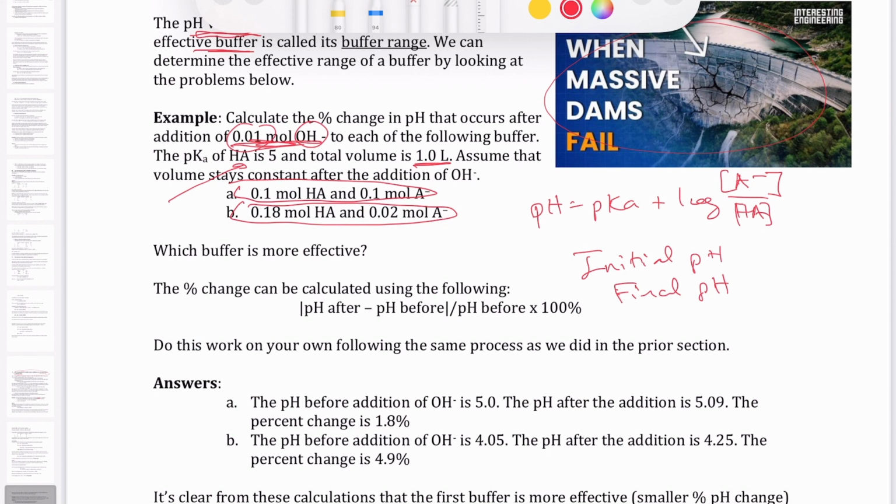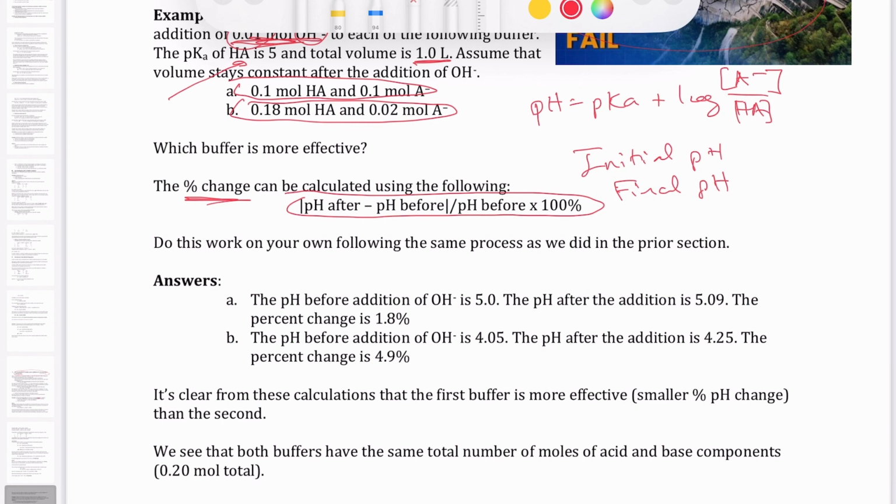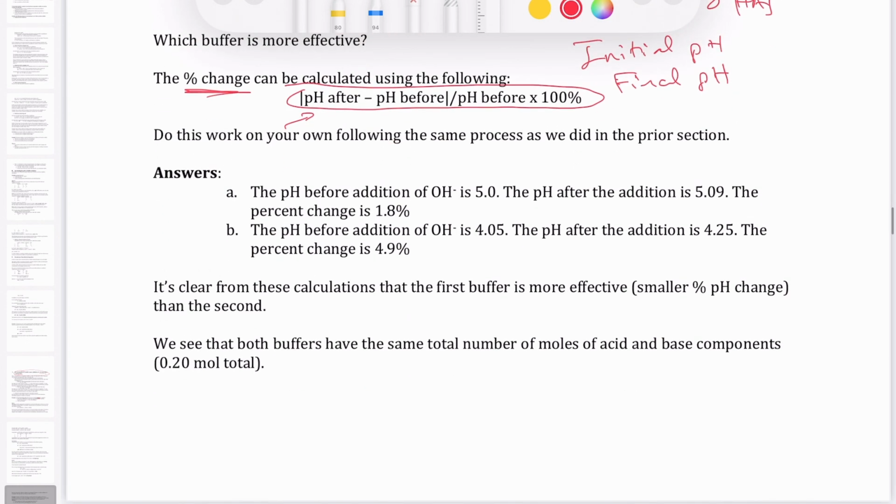And then what you want to do is this calculation called percent change. So we just want to see how big of a change has happened as a result of the addition of the hydroxide. And that's just to take the final pH minus the initial pH divided by the initial pH times 100%. So that equation is given right here. I'm not going to work out this problem for you, but if you watch the previous lecture on calculating pH change, you'll be able to do it. What I do want to do is discuss the results of this calculation.